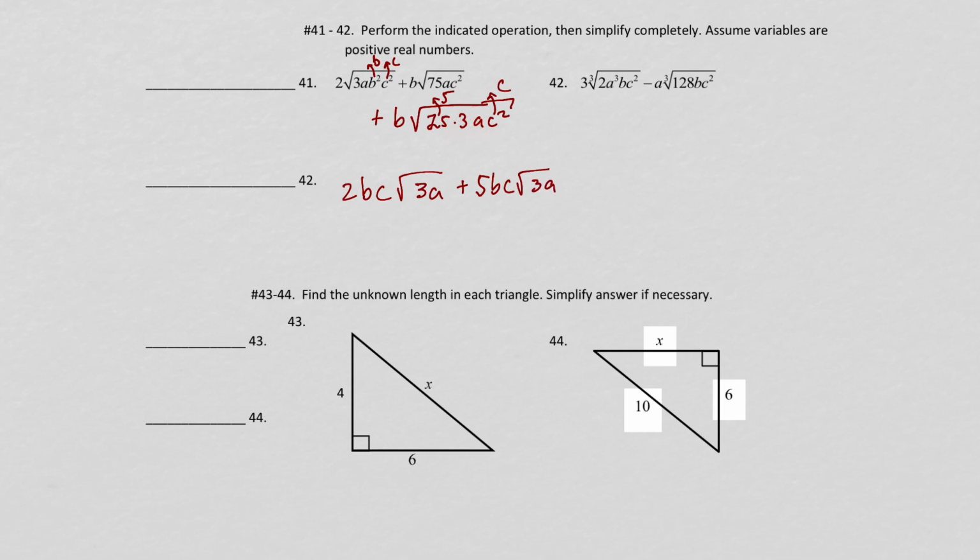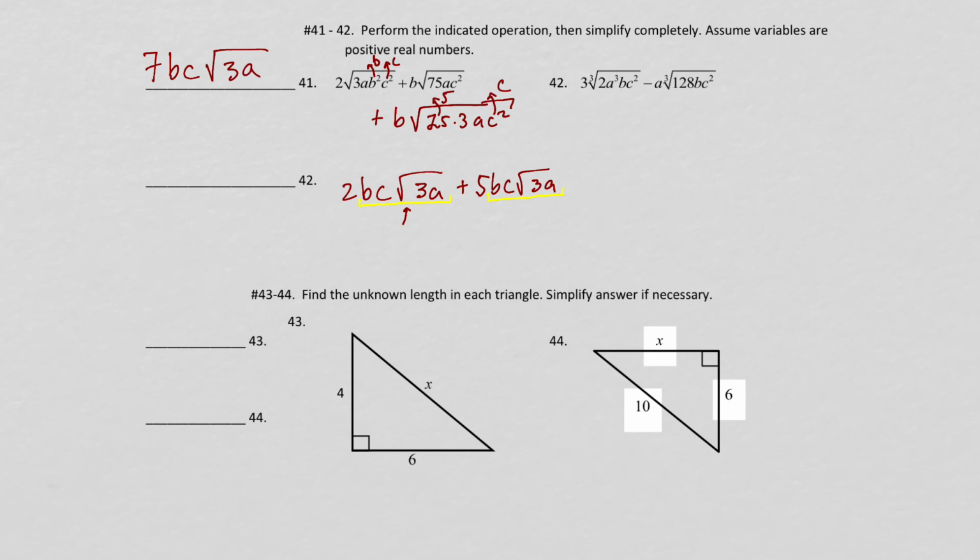So when we look at this, after the 2, we have this. After the 5, we have this. So these are like terms. They're exactly identical, including the indexes. So we just go 2 plus 5 is 7, and then you write this exactly the way you see it. So 7bc root 3a.